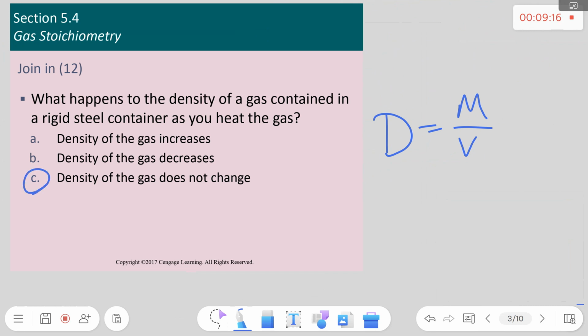Nope. What does change, however, though? You heat up a container, rigid volume, pressure goes up, right? But not density. Why not density? Well, because mass and volume didn't change. Everybody know?